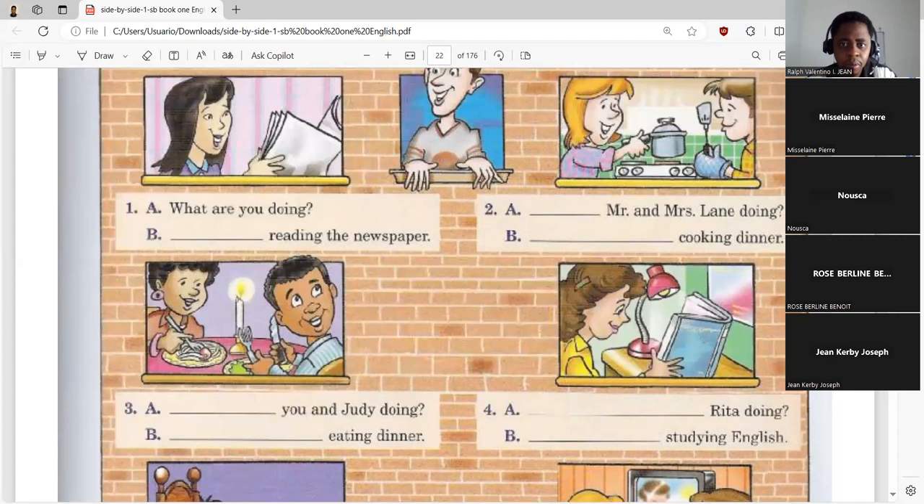Yes. Go ahead. Can you see the book? Yes. Okay, go ahead. What are you doing? I am reading the newspaper. Newspaper, qui signifie qui ça? Journal. Très bien.